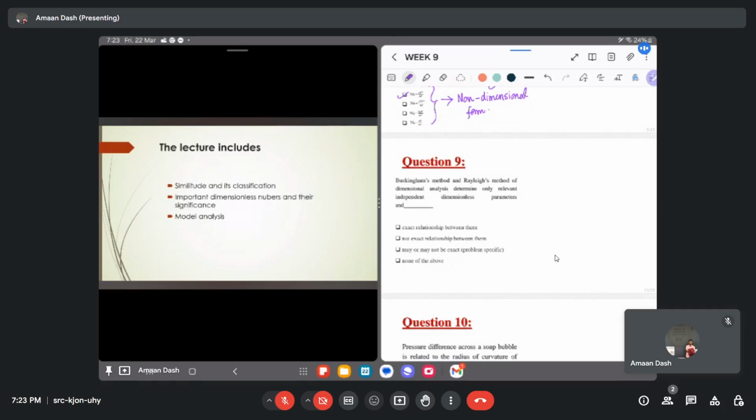The Buckingham's method and Rayleigh method of dimensional analysis determine only relevant independent dimensionless parameters and not the exact relationship between them. Okay.